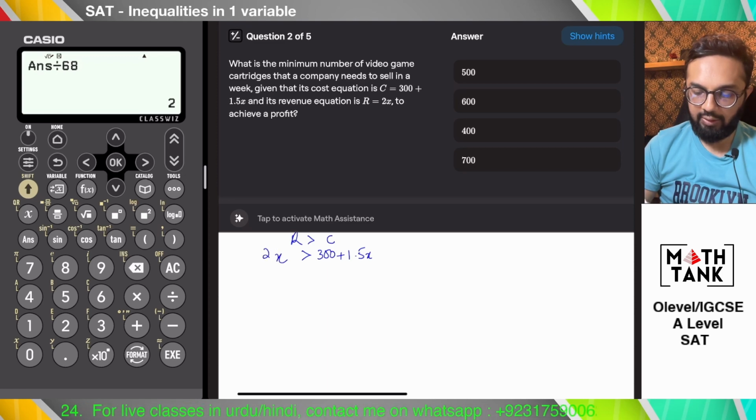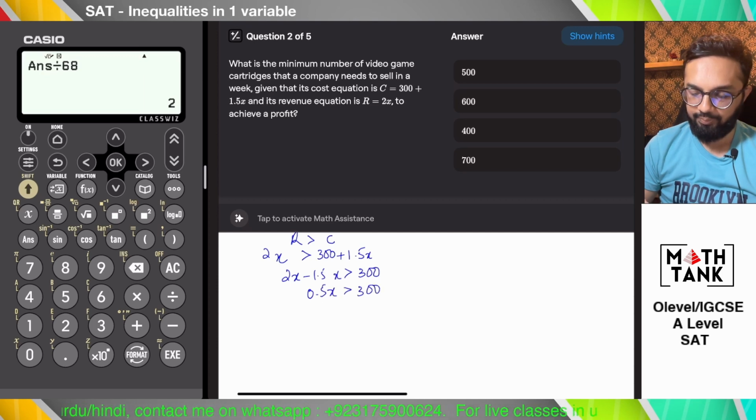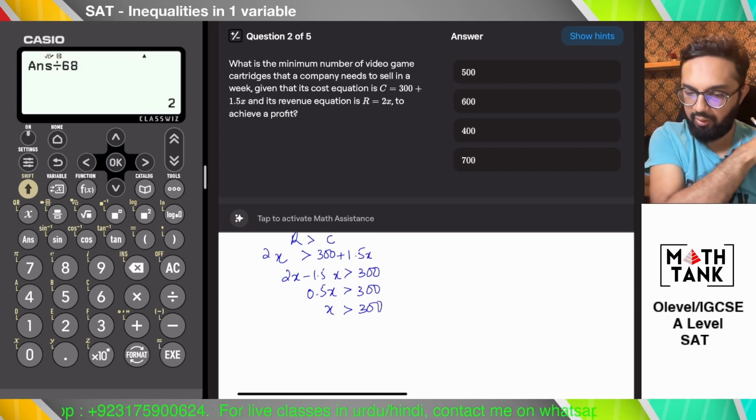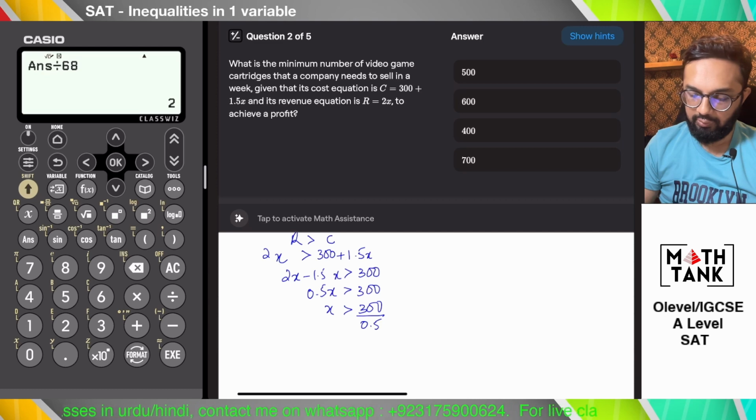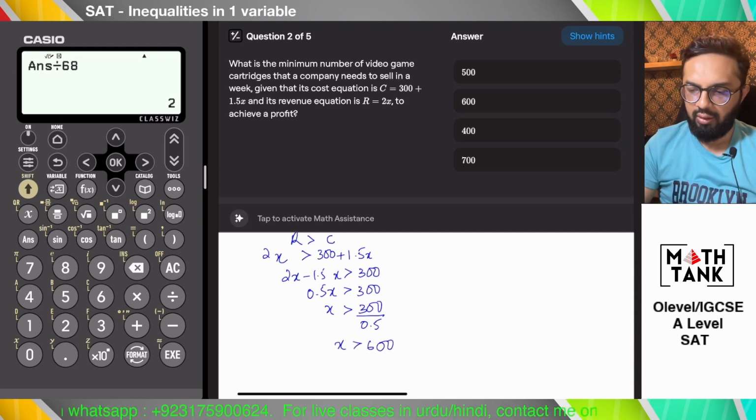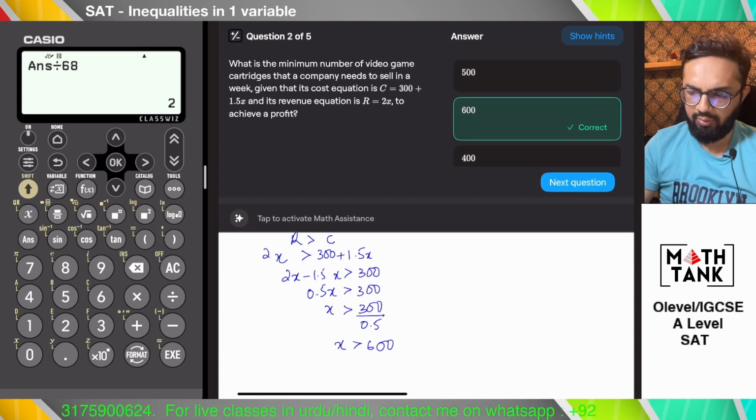So R is 2x. So 2x minus 1.5x is greater than 300. So 0.5x is greater than 300. x is greater than 600. And that should be the correct answer. Yes, that is indeed the correct answer.